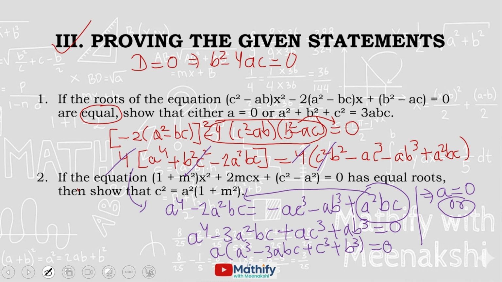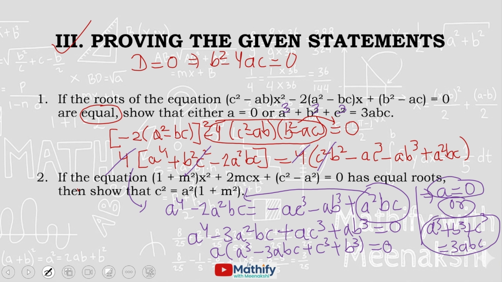Just do one correction here. It's cube here. In quotient, it's cube. A cube plus b cube plus c cube is 3abc. Okay. So a cube plus b cube plus c cube minus 3abc equal to 0 means a cube plus b cube plus c cube is equal to 3abc. So we have proved both the things.